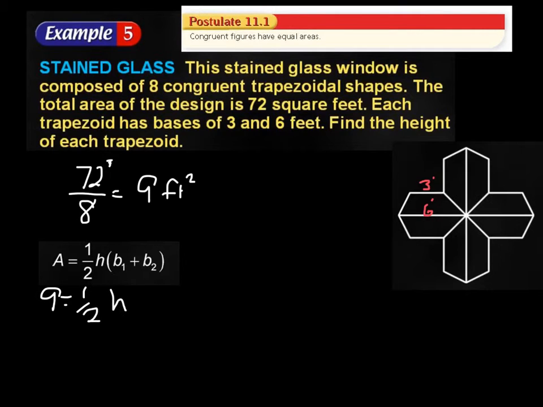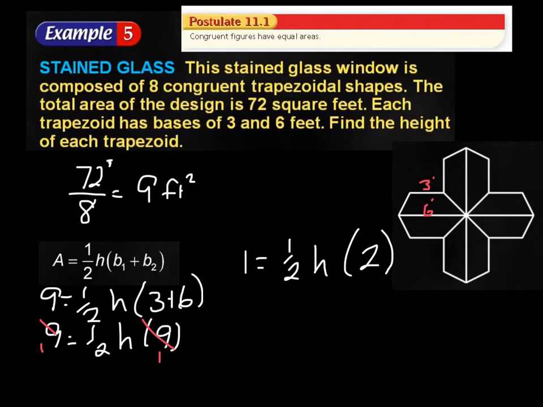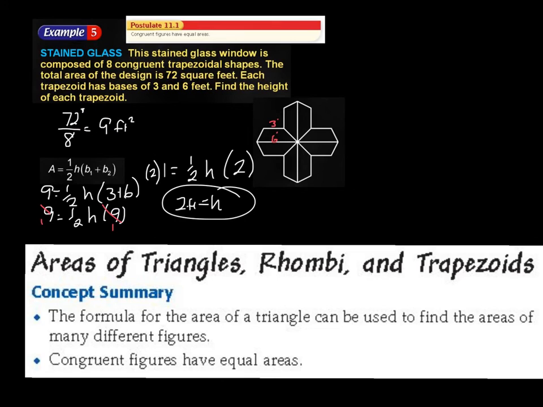And we are looking for the height, and we know the bases. Well, that's going to be convenient, because 3 plus 6 is 9. I could divide both sides by 9. So then we have 1 equals 1/2 h. So to solve for h, all I have to do is multiply by 2, and I have h equals 2, and my units were feet. The formula for area of a triangle can be used to find the areas of many different figures, including trapezoids. Congruent figures have equal areas.